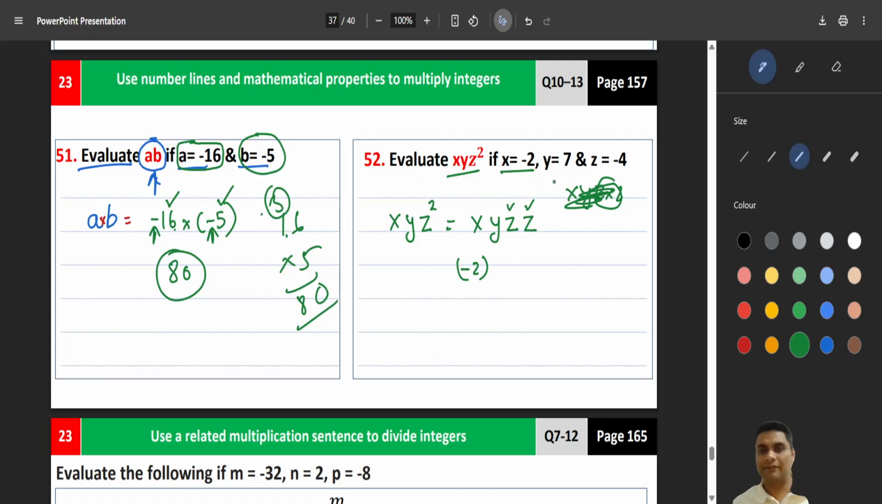What is y? Y is 7. What is z? Z is minus 4. So minus 4 times minus 4. Let us multiply two numbers here together. 7 times 2, 14. 4 times 4, 16. Yes? 2 and 7, they have different sign, here plus, here minus, so I will put minus here. 4 and 4, they have same sign, so khalas, it will remain positive.